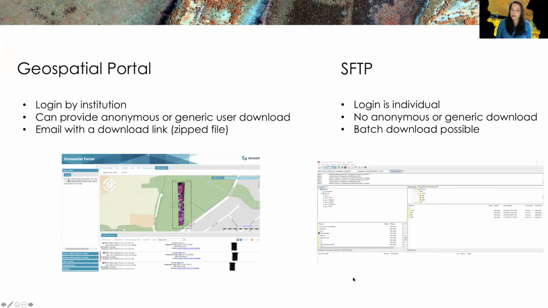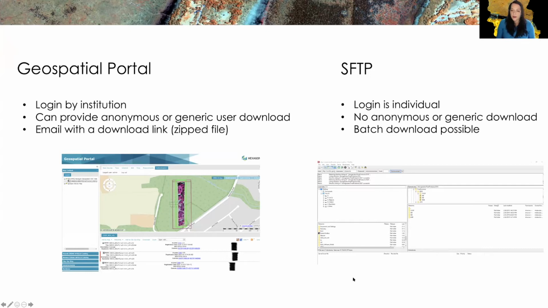Contrarily, with the secure FTP, the login is individual. So this we can only provide to each user one at a time. There is no anonymous or generic user download available, and this is mainly due to the security settings that IT has set up at McGill in order to access this component of the server that lives in the basement of one of our buildings. There has to be certain levels of security.